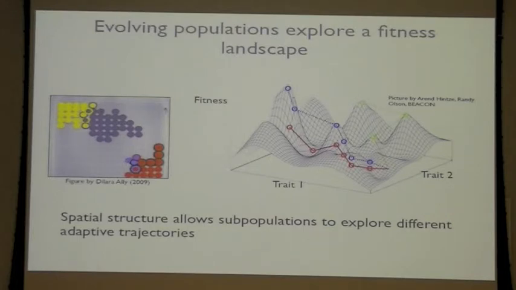So what we expect to see is basically, first of all, an increase in diversity, and also we expect to see populations exploring these multiple adaptive trajectories.